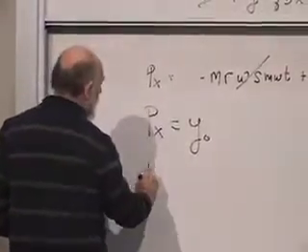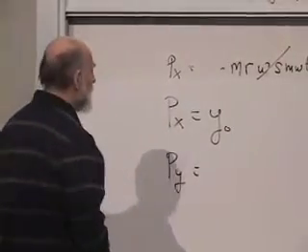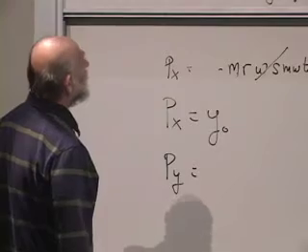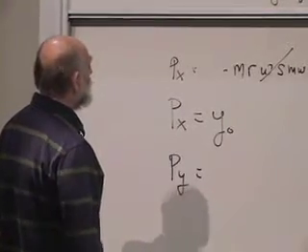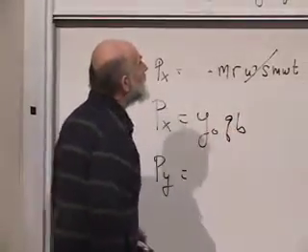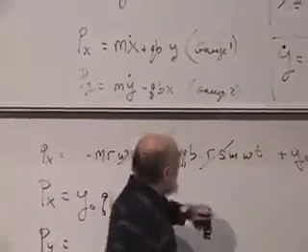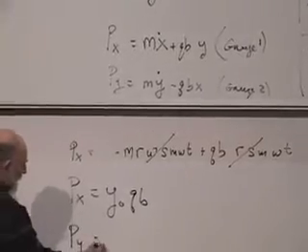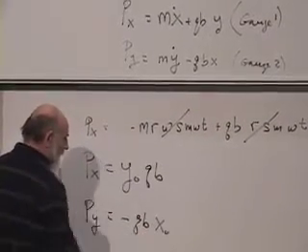Likewise, this py over here will be... I don't quite have that right, do I? It's qb times y naught. The qb comes from this qb over here. And the py is minus qb x naught.